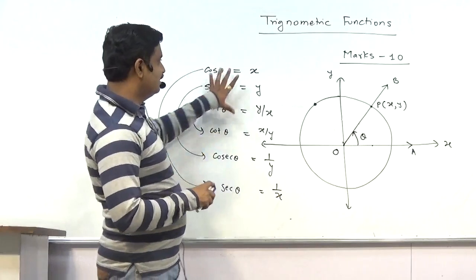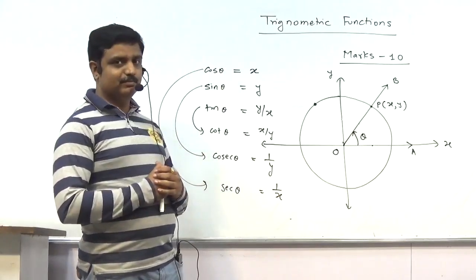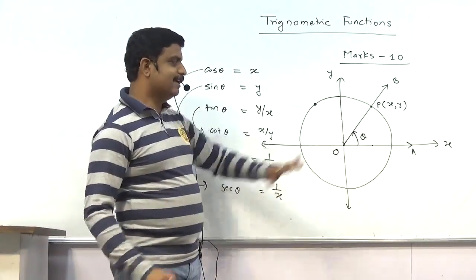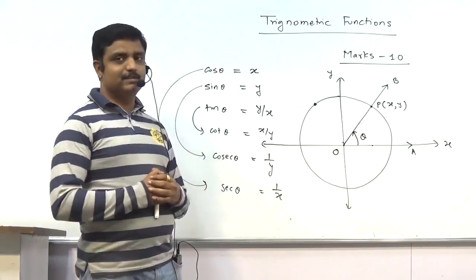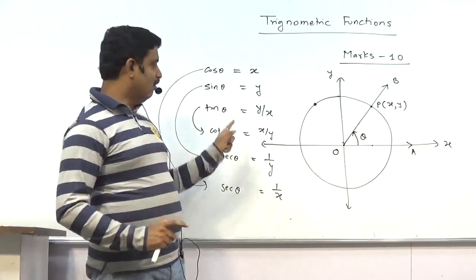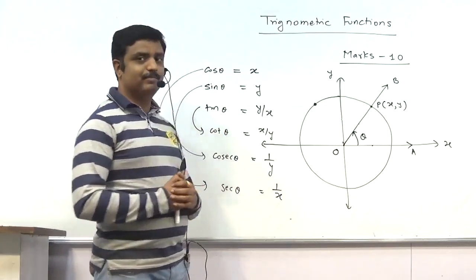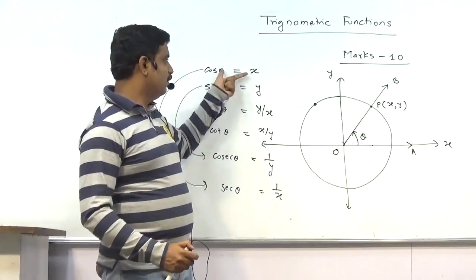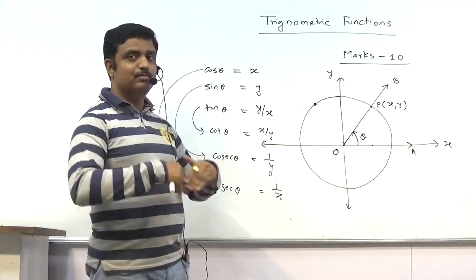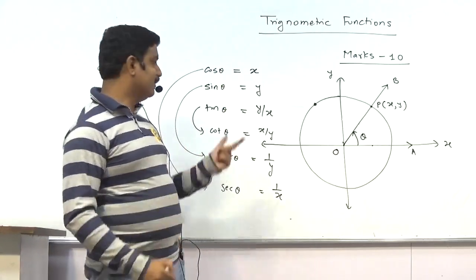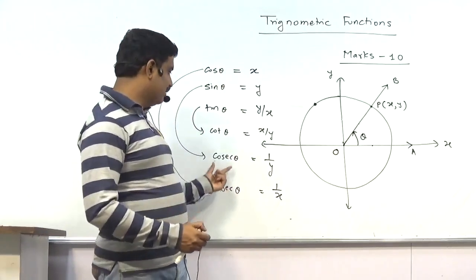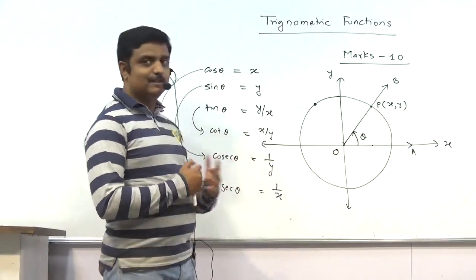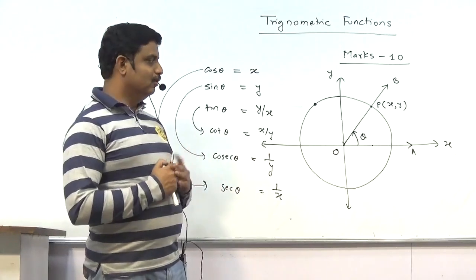So these are the 6 trigonometric functions defined for this angle theta. Observe that only 2 of these functions are independent. All other 4 functions can be obtained from one or both used simultaneously. For example, we can obtain tan as sin by cos. We can obtain cosec as 1 upon sin.